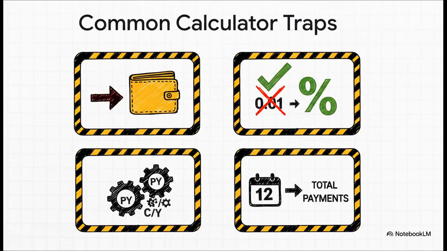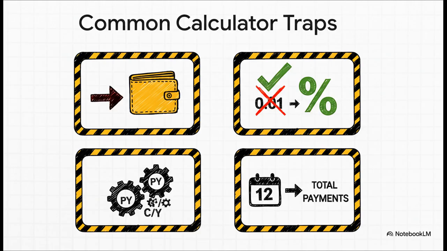All right, let's talk about the common traps. These are the easy points people lose, so listen up. First, any money you invest, money leaving your pocket, has to be a negative number. Super important. Second, the interest rate, you enter it as a percent, so 5, not 0.05. Don't do the decimal math yourself.